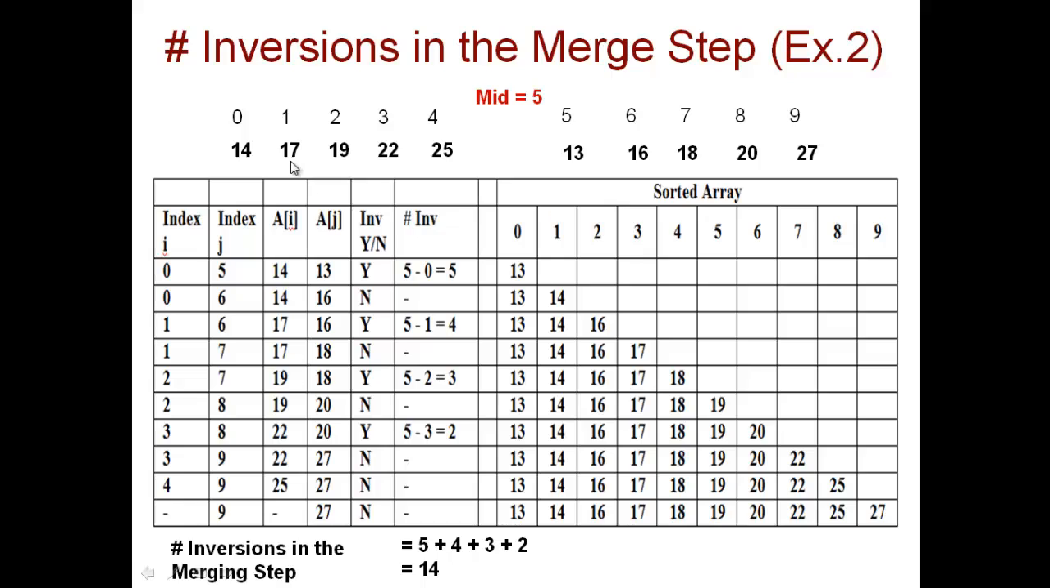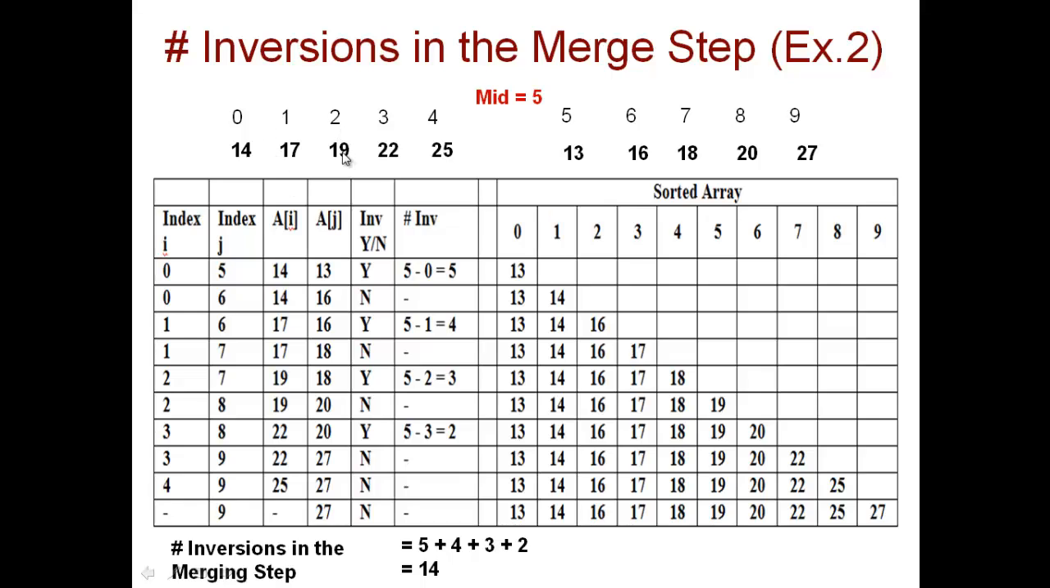And what are those inverted pairs? 17 with 16 is an inverted pair. Even though I'm not showing it here, you should be able to write down the inverted pairs too. Then 19 with 16, 22 with 16, 25 with 16, those are the 4 inverted pairs. So write down the smaller of the two, which is 16, and move to the next element. So j is now at 7, i is at 1. 17 compared with 18, 17 is not greater than 18, so there's no inversion. So write down 17 and move i to the next index.